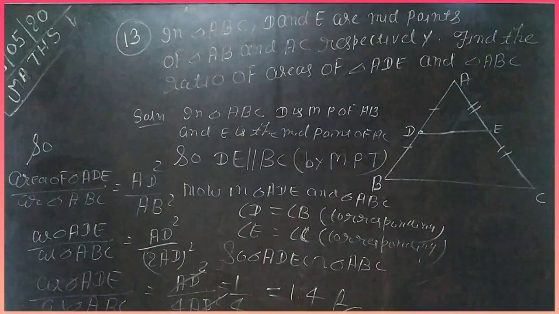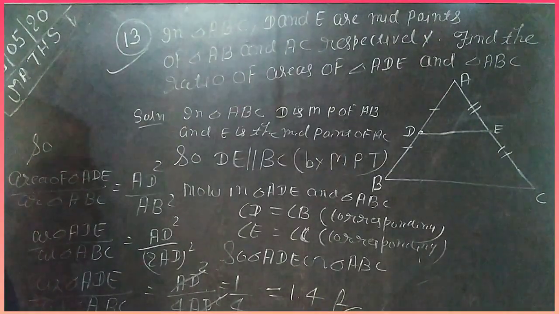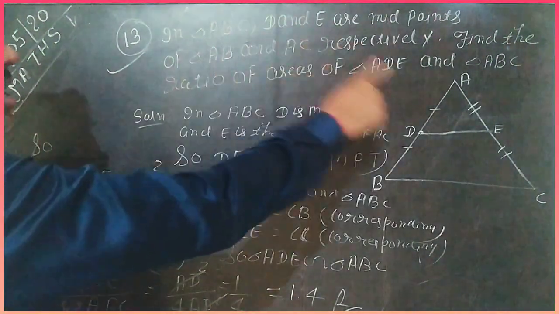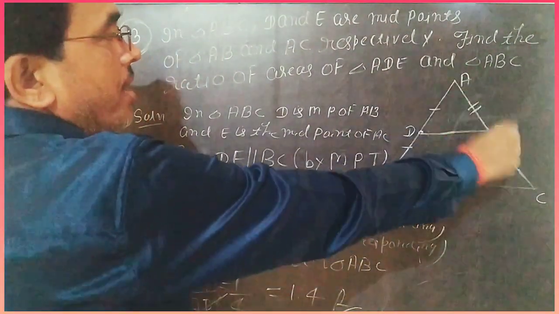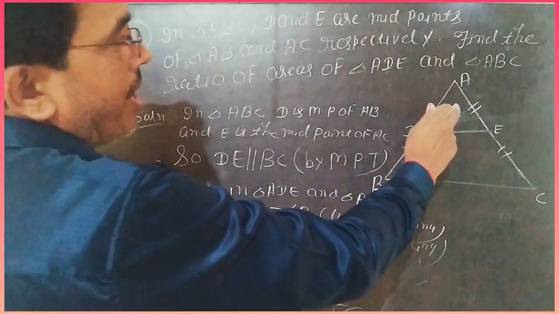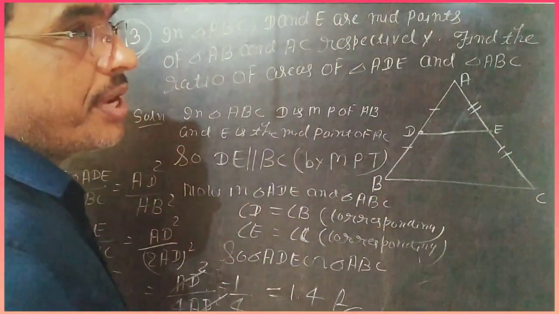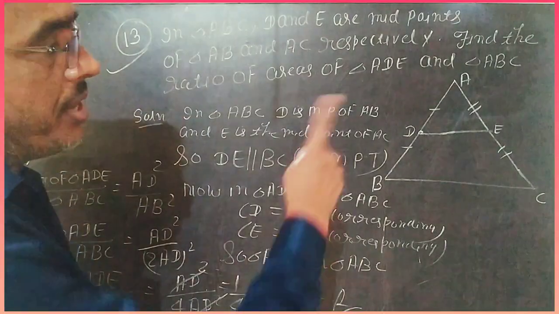Now see, this is the last question of exercise 7C. In triangle ABC, D and E are the midpoints of AB and AC respectively. Find the ratio of the area of triangle ADE and area of triangle ABC. There are two triangles in the figure. One is small and the other is large, ABC. So find the relation between them.